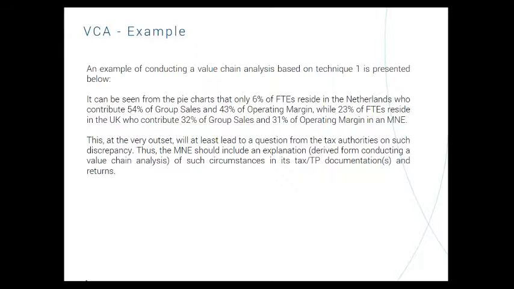And the pie chart shows less profits or operating margin in China with a lot of FTEs. In your value chain, of course, you will see part of it is assembly work or relatively low value adding production activity. So that's an easy explanation already for that seemingly misalignment.